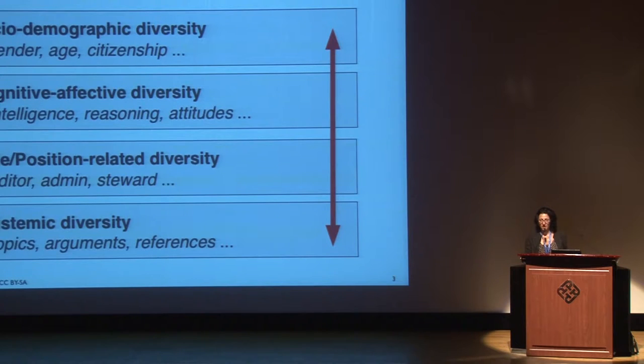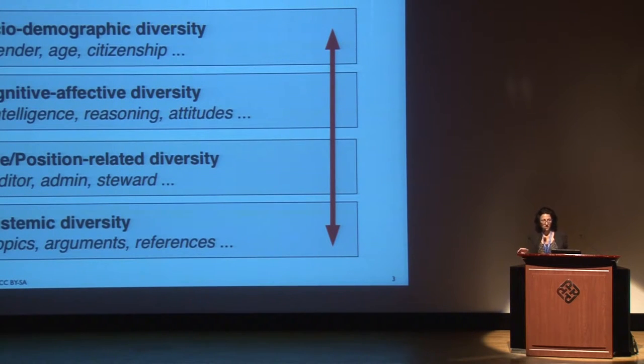For example, we can talk about social demographic diversity when we think about gender, age, maybe citizenship. We can talk about maybe cognitive affective diversity when we think about the intelligence, the attitudes people have. Then we can talk about maybe role or position-oriented diversity. For example, as in Wikipedia, the different roles that people can take on as admins, as stewards, and so on. And of course, we can talk about the epistemic diversity, which really relates to the scope, to the nature of knowledge. So when we talk about the different topics covered, the different references that we use, maybe the different arguments, this is a completely different type of diversity.